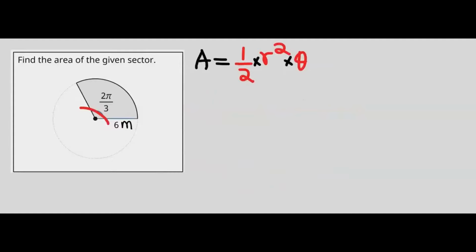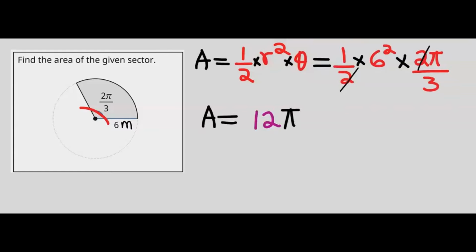Next, we're going to write out the formula. And in the next step, we're going to substitute for the radius, which is 6 meters, and also for the angle, which is in radian, 2 pi divided by 3. Next, we're going to simplify our result. These two we take a radius to, and our answer is 12 pi, which has been left in terms of pi.